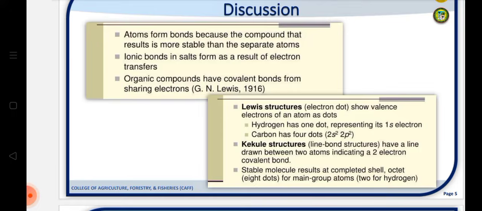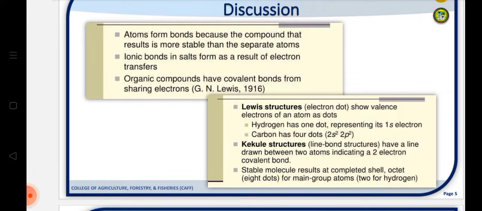The atom that donates electrons becomes a positive ion or cation because it lost electrons. The atom that receives electrons becomes a negative ion or anion. Okay? In organic compounds, however, we usually deal with covalent bonds where atoms share electrons. This idea was introduced by G. N. Lewis in the year 1916. In a covalent bond, nobody donates electrons and nobody receives electrons. Instead, atoms share electrons so that they are more stable. And that is covalent bonding.